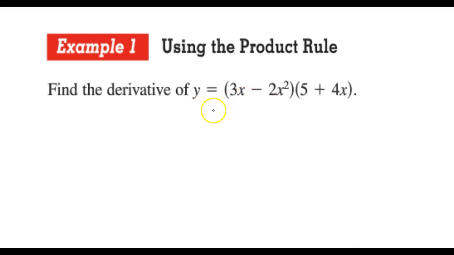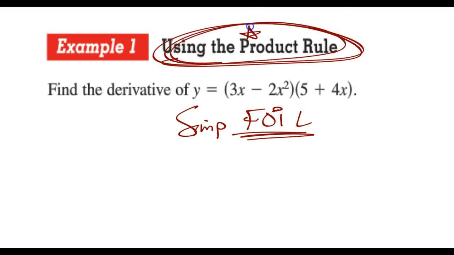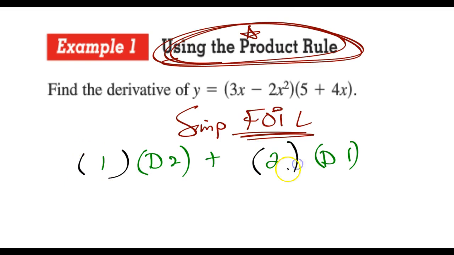On this, again, you could simplify first by doing the FOIL method. Multiply this thing together. That would probably be the easiest way, but if the directions say use the product rule, then we should probably use the product rule. So the product rule says 1d2 plus 2d1, unless you do it the way that the book does it, which is a little bit different. But I think students find this way pretty easy.